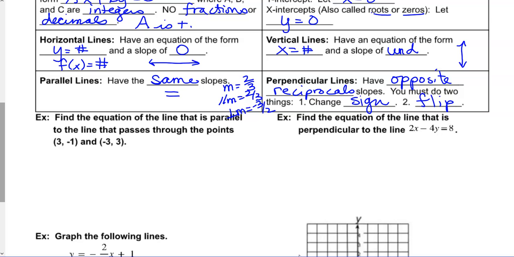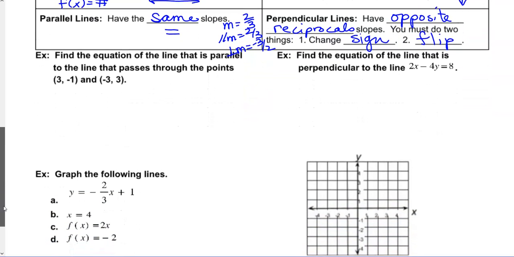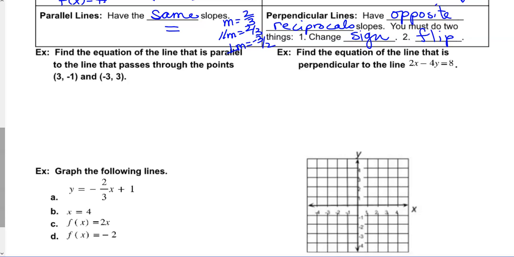So let's see what we can do here. Find the equation of a line that is parallel to the line that passes through the points (3, -1) and (-3, 3), and goes through (5, -6). So we have a point that we want to go through, but we don't have a slope, but we're given these two points. So we're going to steal the slope from that.